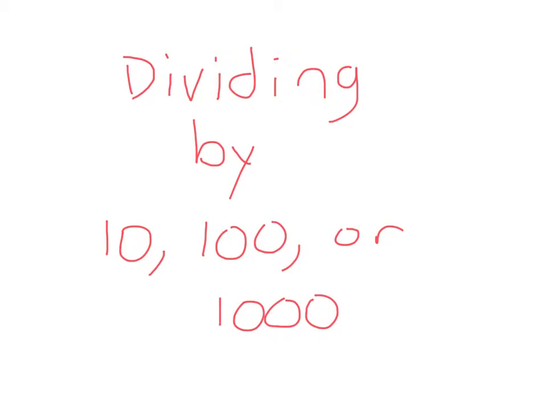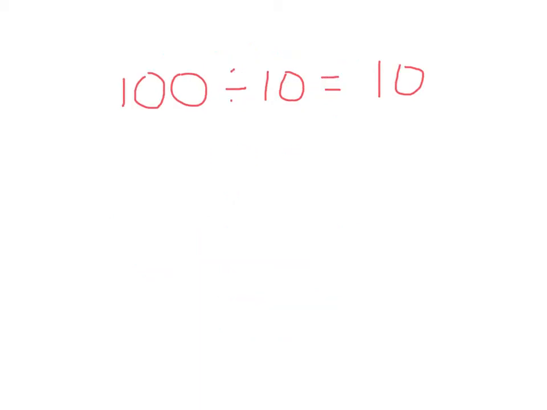Within this lesson, we're going to see what happens when you divide by 10, 100, or 1000. Let's start with this equation of 100 divided by 10 equaling 10. We know that 10 times 10 is 100, so 100 divided by 10 is 10. What we're thinking of here is how many tens are in 100, and there are 10 tens in 100.